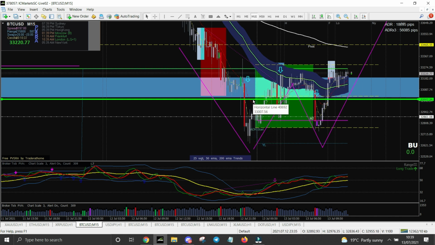Isn't it bizarre how that big push to the downside didn't allow price to go any further? They just kept it slightly below the 33,000 mark, and then they came straight back up.